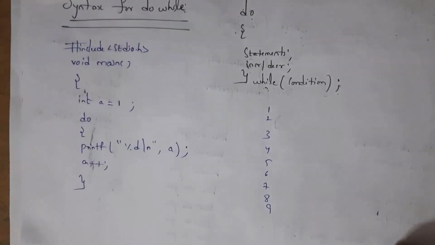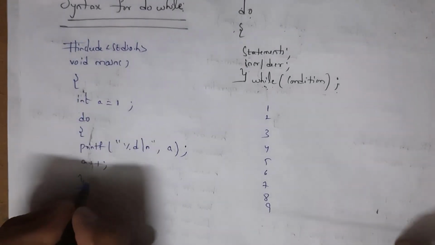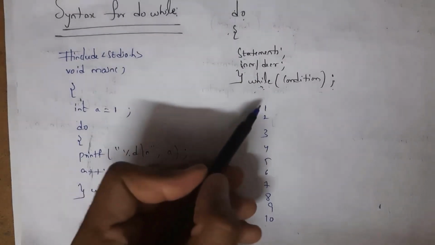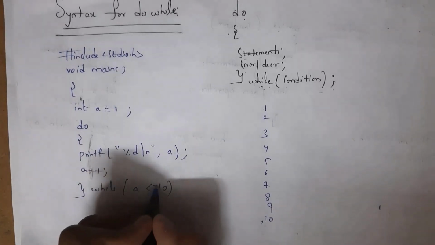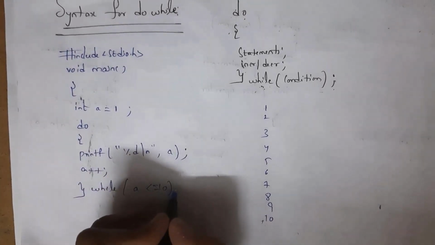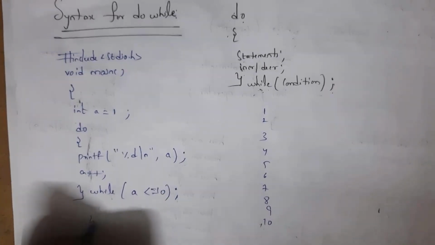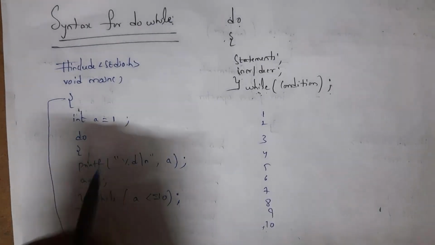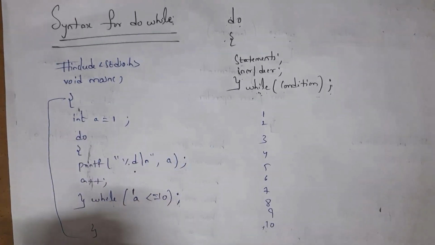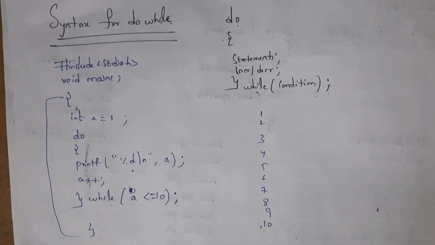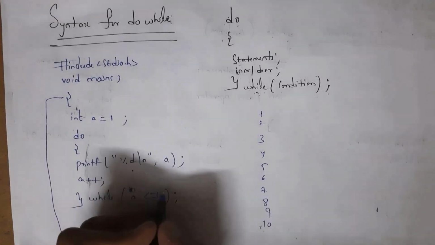Close the bracket. And after while, you need to give the condition. So you need to write here while. Here I want to print output from 1 to 10, so inside this while I am giving the condition, that is a less than or equal to 10. And definitely you need to give a semicolon for the do while loop, and close the main function. Whenever you execute this program, at first it will print value 1. After that it will check the condition. The condition is true, so again it will print 2, 3, 4, 5, 6, 7, 8, 9, 10. So by writing this program, I will get output 1 to 10. For example, if I want to print numbers from 1 to 1000, then in place of 10 you need to give here 1000.